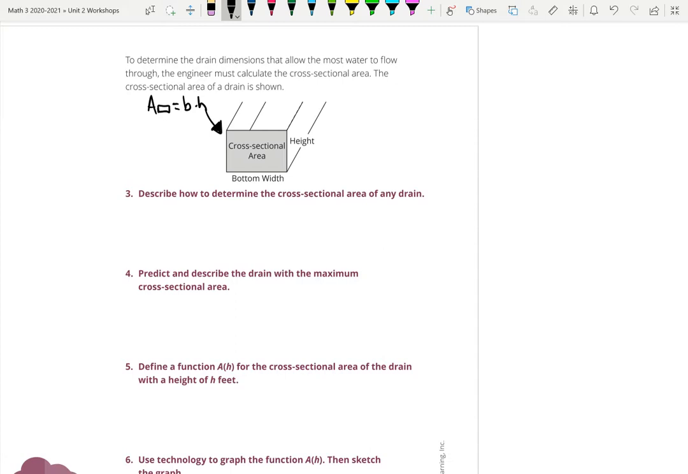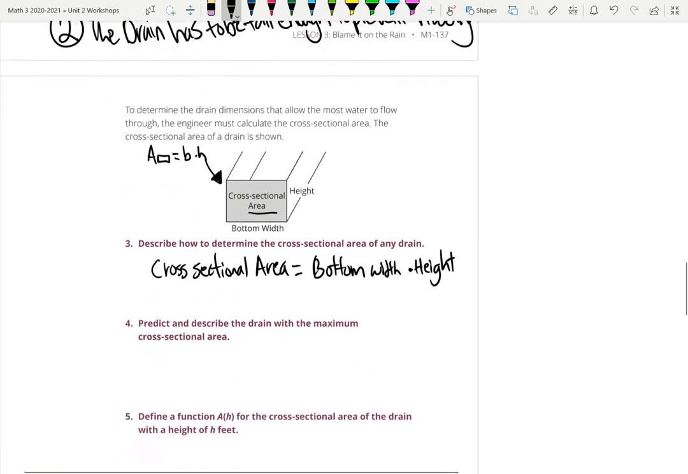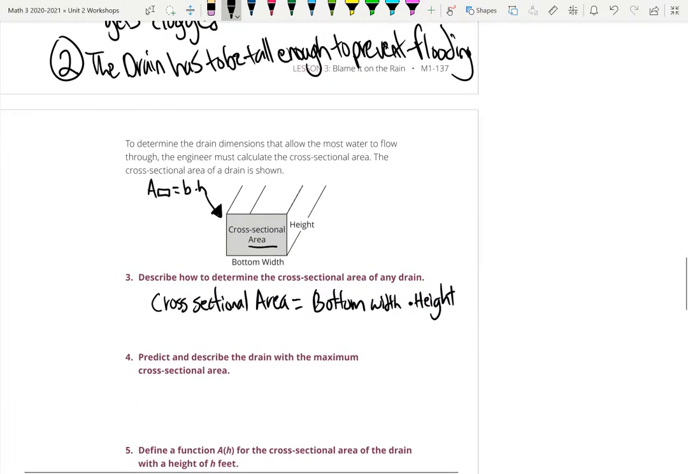Describe how to determine the cross-sectional area of any drain. So just remember, when we bent the metal, we created a rectangle. So you're going to have to do the cross-sectional area. It's equal to the bottom width times the height. So predict and describe the drain with the maximal cross-sectional area. Well, let's go ahead and just look at predicting with our data from the last page.